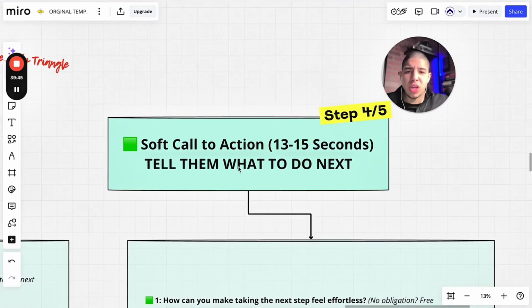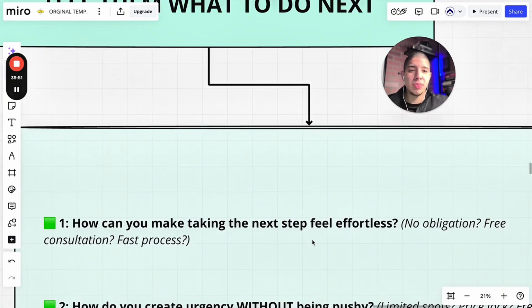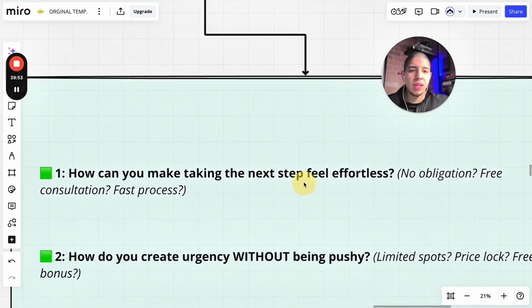Step 4 out of 5, soft call to action, 13 to 15 seconds. Tell them what to do next. Tell them what to do. You'd be surprised. People don't know what to do, man. That's why I say click learn more to find out if you qualify, or go here and see. You have to tell people what to do. Because most people can figure it out, but they don't want to. They're going to be like, oh yeah, maybe I should click learn more. I hope what I'm saying is making sense.